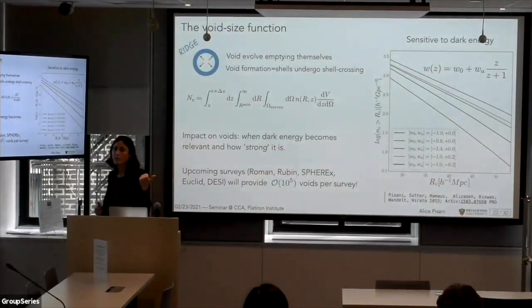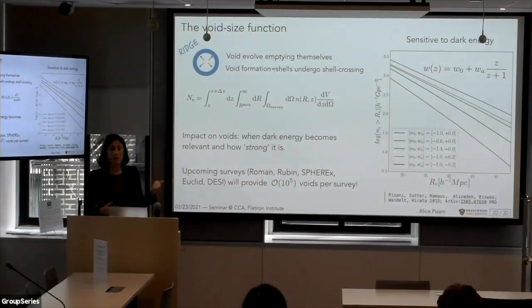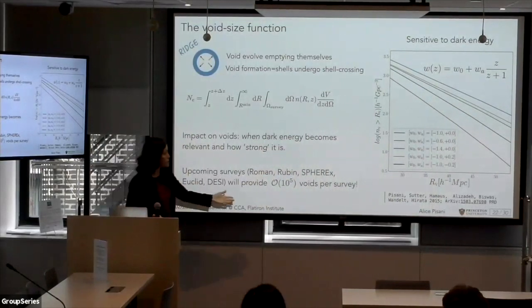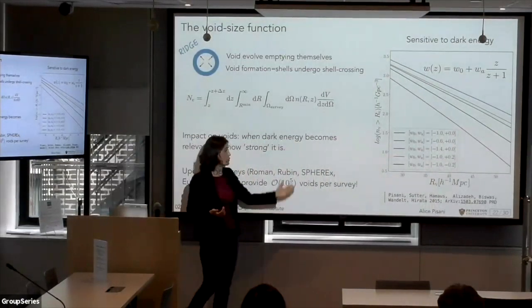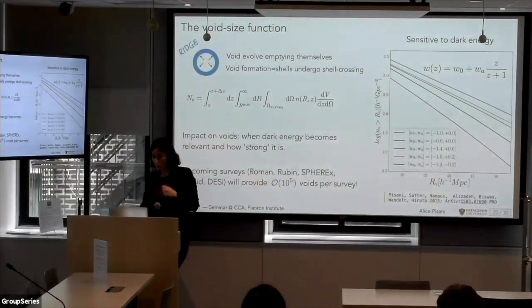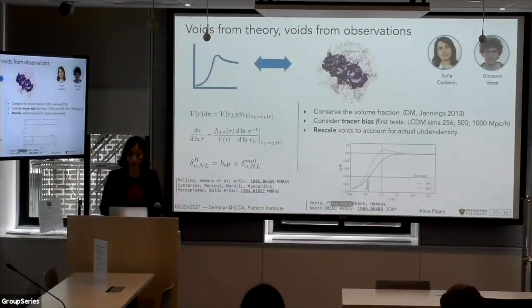So the results I presented to you before are obtained with just 6,000 voids. Upcoming surveys such as Roman, Rubin, SPHEREx, Euclid will provide us with of the order of 10 to the 5 voids. So we're going to have a huge increase in statistical power.